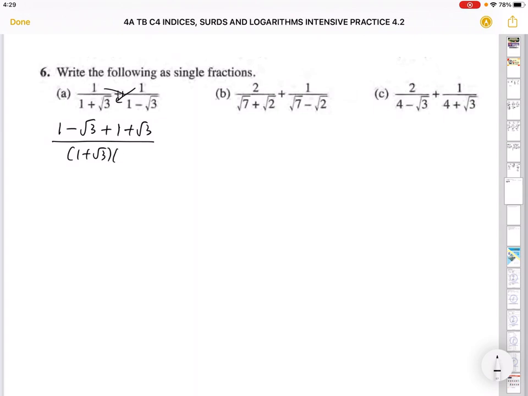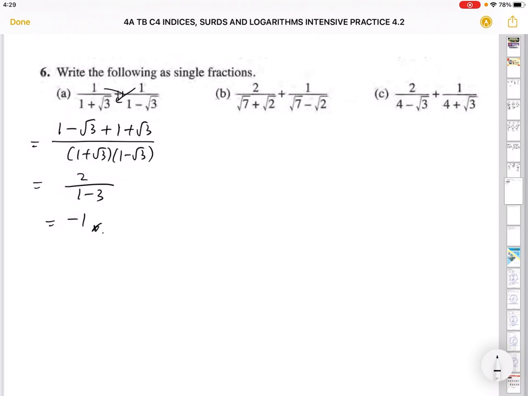Yeah, this is a bit slow. I'm doing a bit slower here. So we get 2, and this is 1 minus 3, right? Because 1 squared is 1, root 3 squared is just 3. So this is 2 divided by negative 2, answer negative 1.